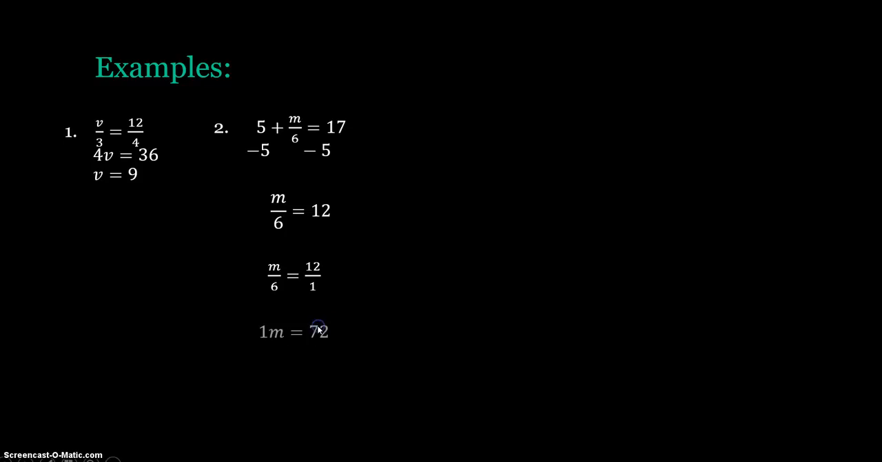Cross multiply, m times 1 is 1m. 6 times 12 is 72. When you divide by 1, you just get m is equal to 72. Let's look at another one.